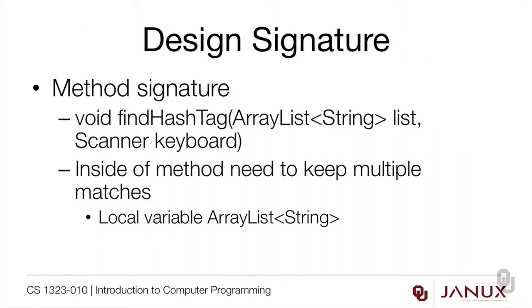The method signature should follow our standard design here. Void, find hashtag. We'll have an array list of string called list and a scanner keyboard. Now inside of the method, we're going to need to keep multiple matches. So what we're going to need is a local variable that's an array list of strings that will keep track of everything that's matched so that we can report on it.